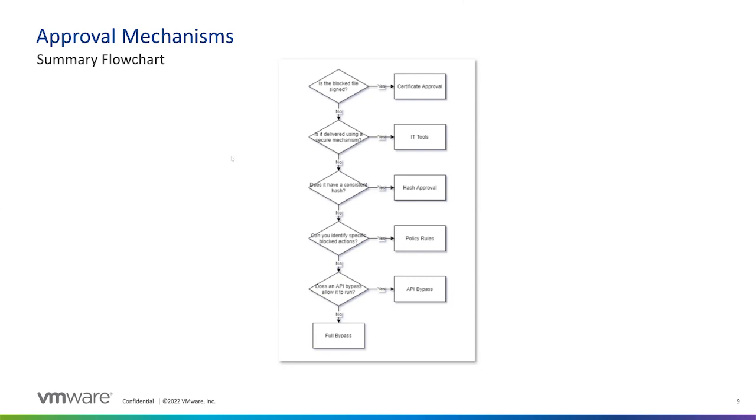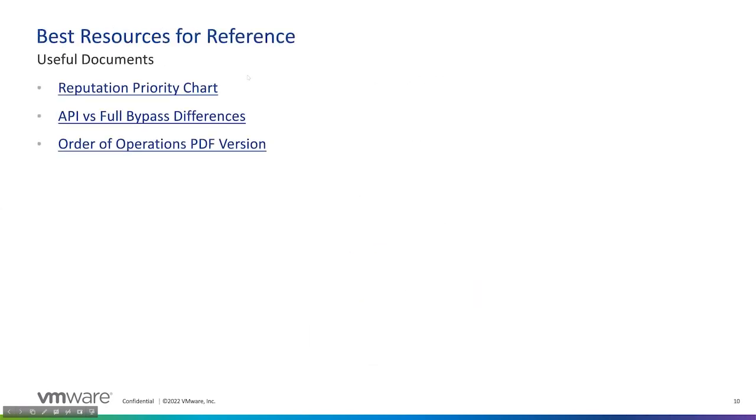Then we jump. I have those 3 useful documents for everybody. Again, the reputation priority chart. So this is that chart from the very beginning that has the 11 reputations and their definitions. Then we have the API versus full bypass differences. This is good to know. Again, this is just a small matrix chart that explains what they do. Order of operations, the PDF version. We just had it posted out to the user exchange last night. So that will be a link to the PDF version of this discussion.